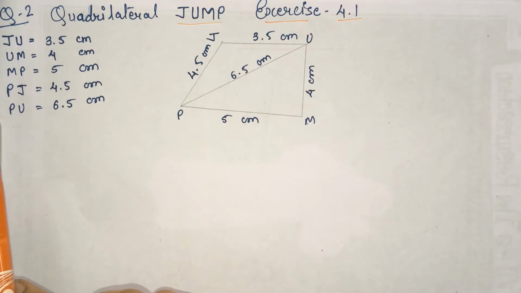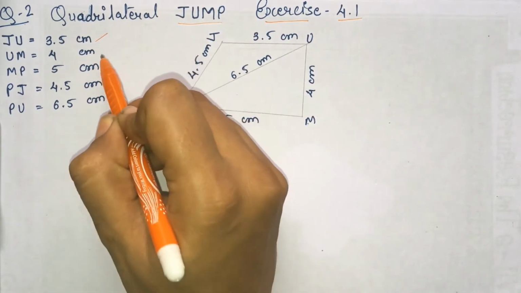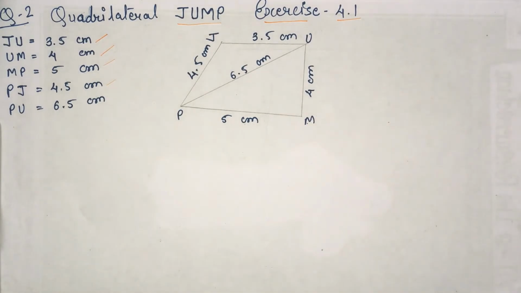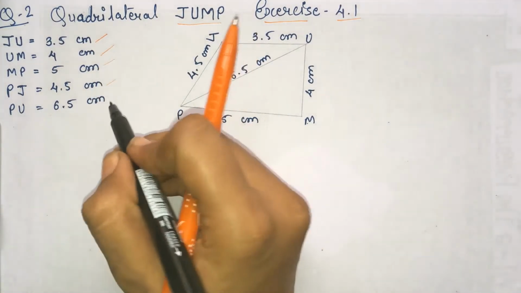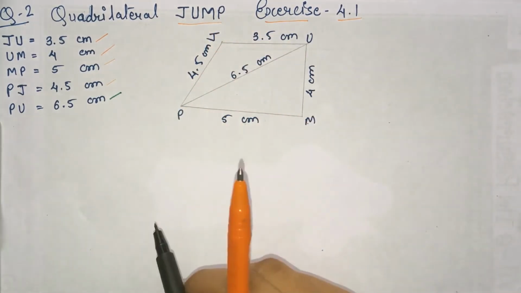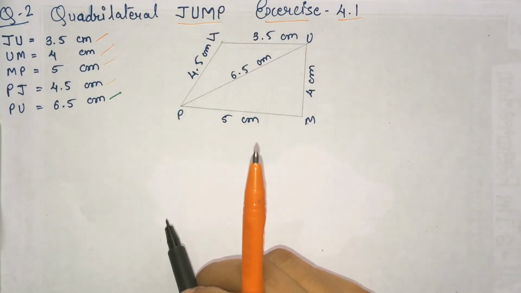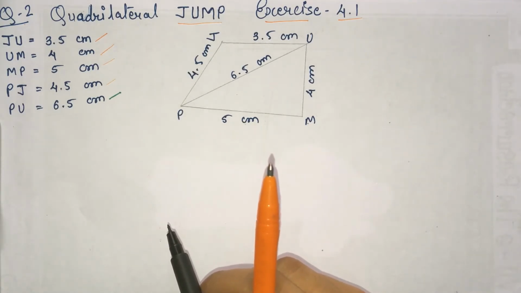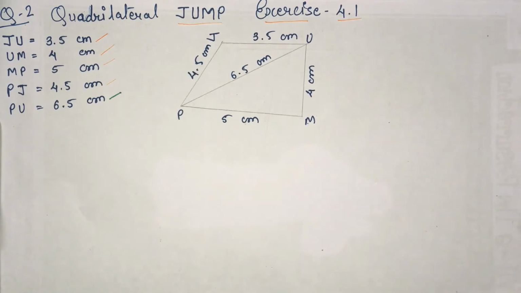So here you can see we are given four sides, that is JU, UM, MP and PJ. These four sides we are given, and this last one, PU, is a diagonal. So this is the construction where we have four sides and one diagonal. So out of the different elements of any quadrilateral, measurements of five elements are known to us. So let's start with the construction.